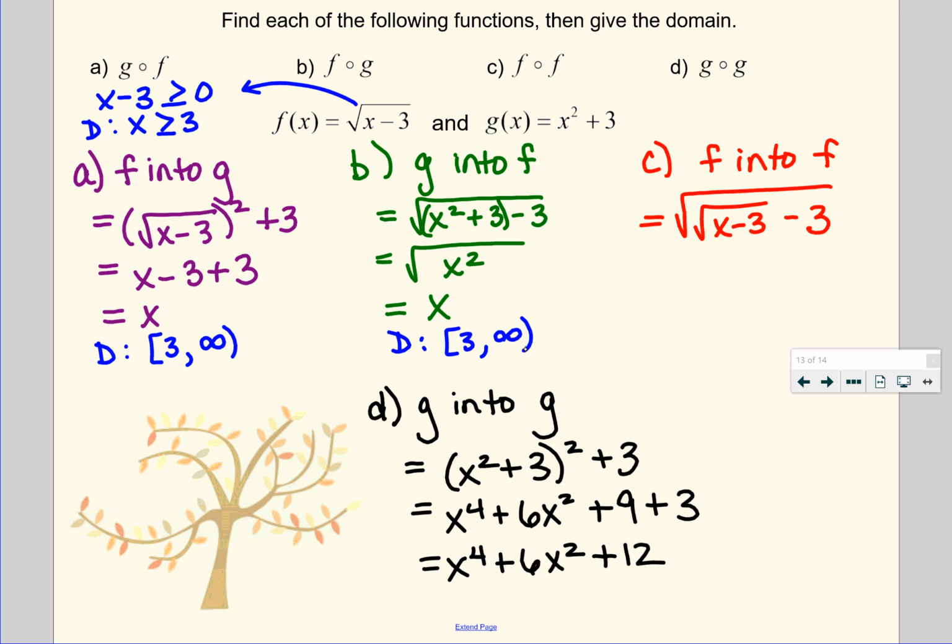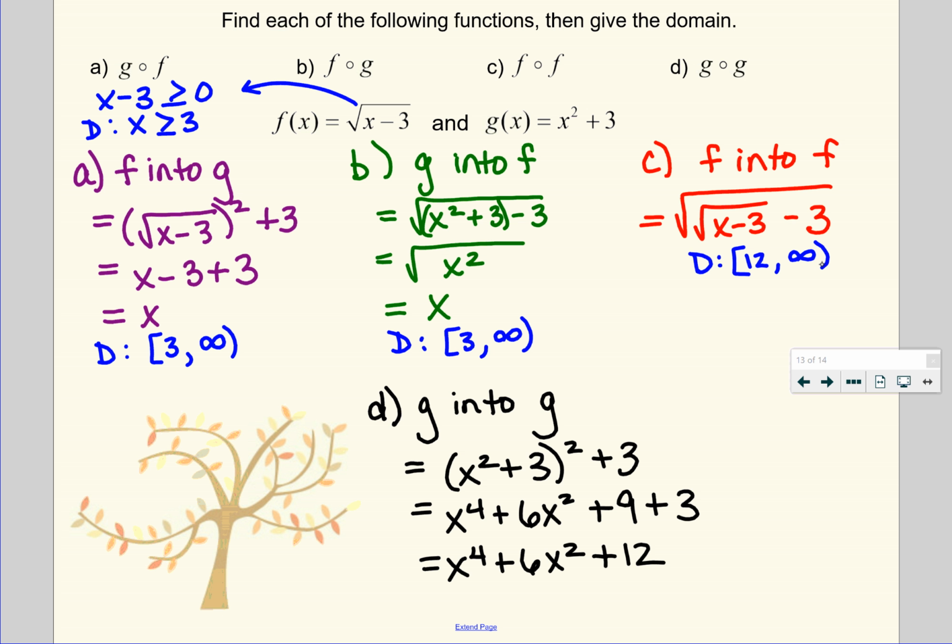What is it? 12 would work. If I do 12 minus 3, what do I get? 9. Square root of 9 is 3. 3 minus 3 would give me 0, which would be the first possible value. So the domain of this one is 12 to infinity, because that is the first number that would give me an answer that wouldn't be undefined.